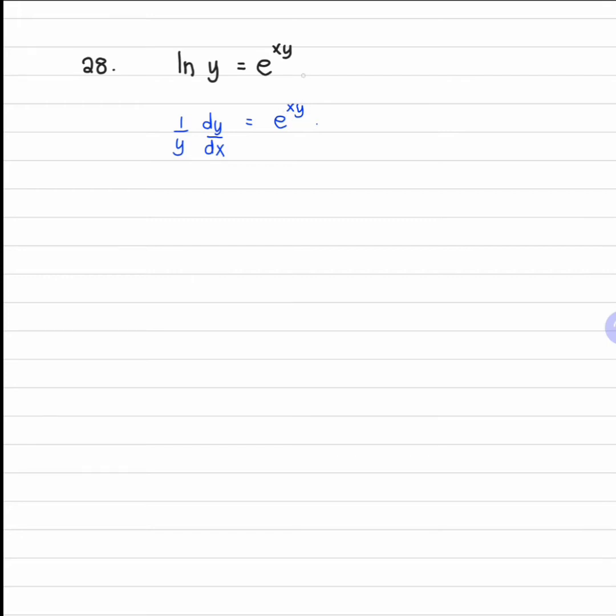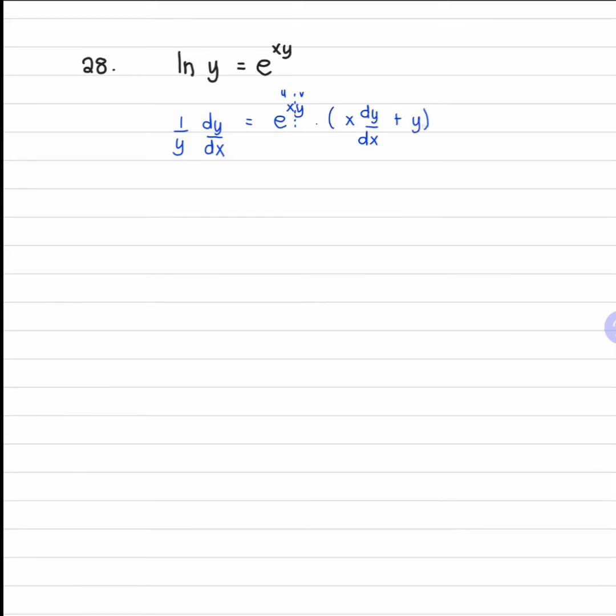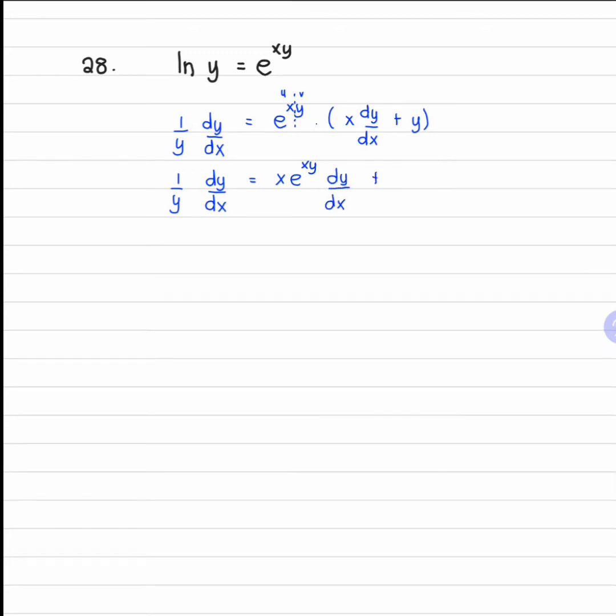Differentiate xy. So xy here has two functions, so uv. So we have to use the product rule. U times v prime dy/dx plus v times u prime, we get 1. So we get y only. Okay, then we arrange: 1 over y dy/dx equals x e power of xy dy/dx, I expand, plus y e power of xy.